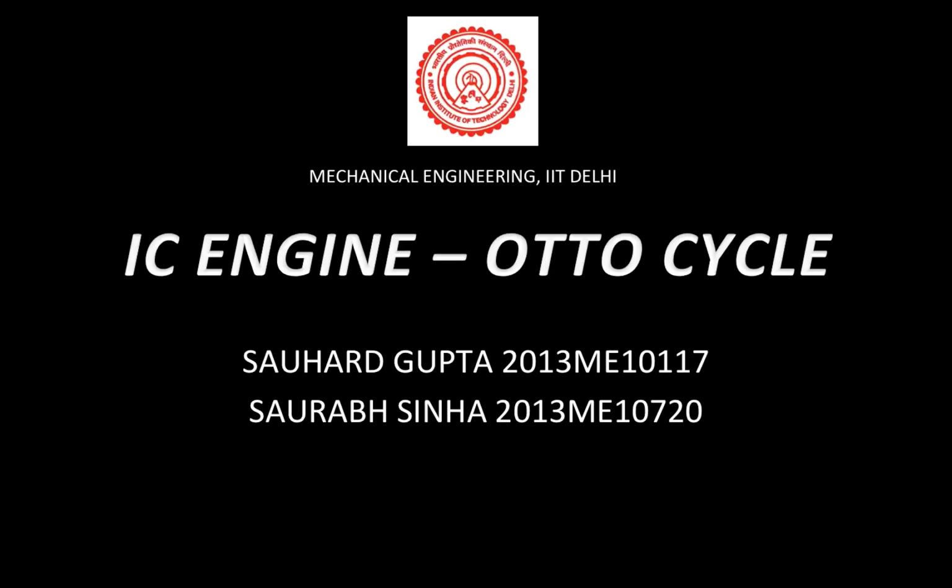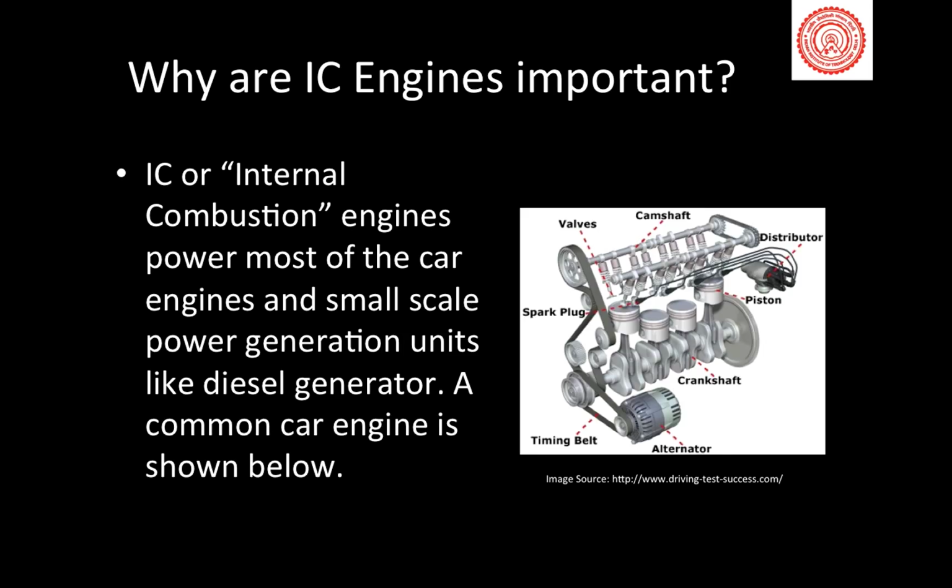Today we'll explain the IC engine and the Otto cycle. Let's first understand why IC engines are so important. In today's day and age, IC engines power most of the car vehicles and the small scale power generation units like a diesel generator. A common car engine is shown here. As you can see, these four pistons are actually the part of the IC engine and they power the vehicle.